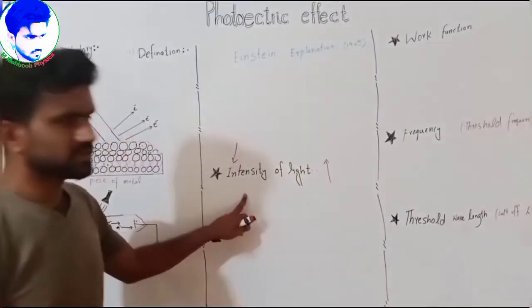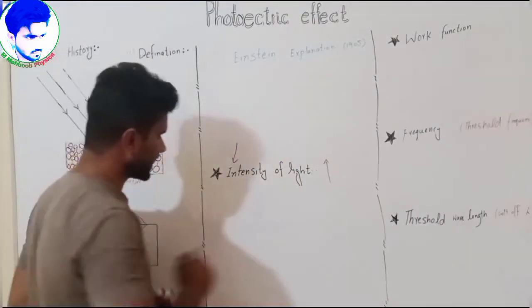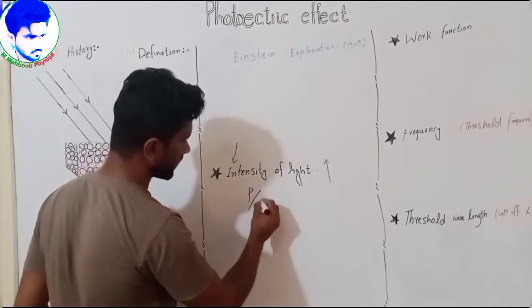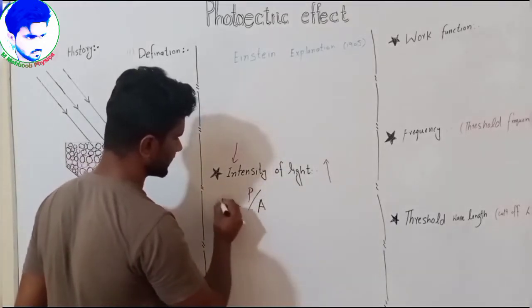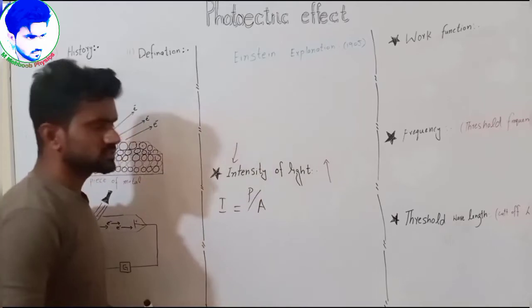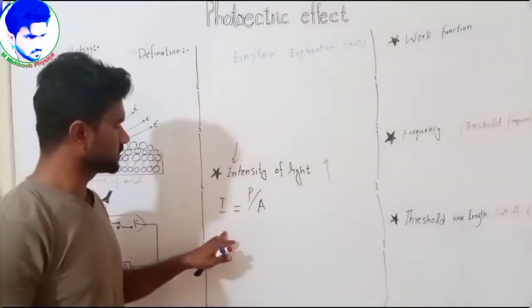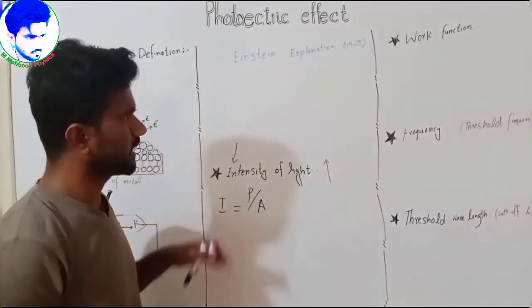And what is the intensity basically? Intensity can be defined as power per unit area. Power per unit area is the intensity. Power passing through the unit area in unit time is said to be the intensity of the light.